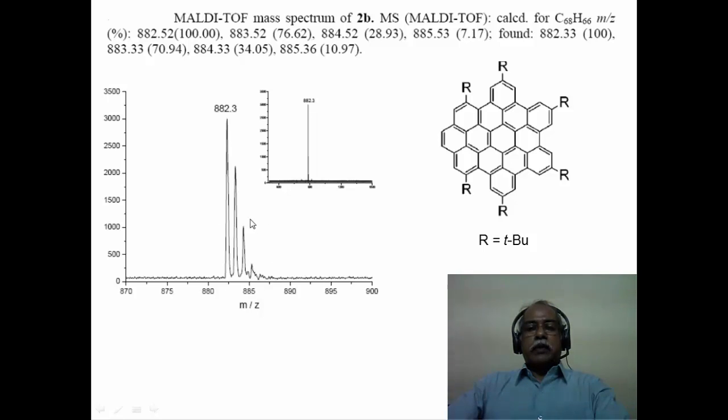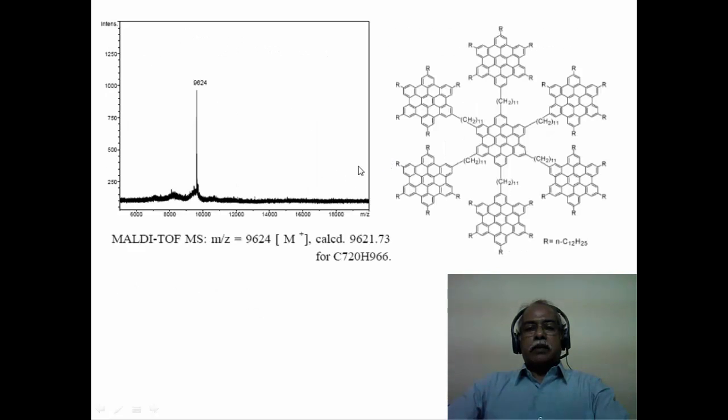The isotope abundance peaks are shown for the molecular ion region. So essentially the cluster of peaks that you see in the molecular ion region corresponds to the M+, M+1, M+2, and so on. And a unit resolution mass spectrum of the same compound is shown here.